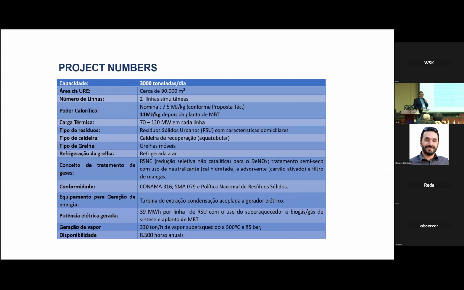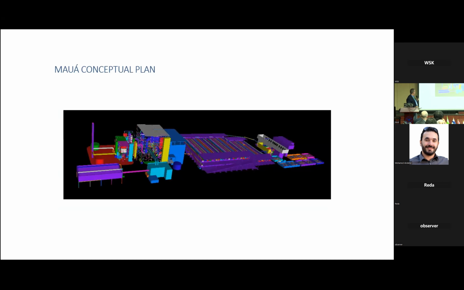So at the end of the day, we needed 19,000 square meters to install all the plants. It would be two lines. After the MBT plant, the heating value went from 7.5 megajoules per kilo, and we increased it to 11. And we are also using air condensers, so we don't need water on the system. So this is the plant.